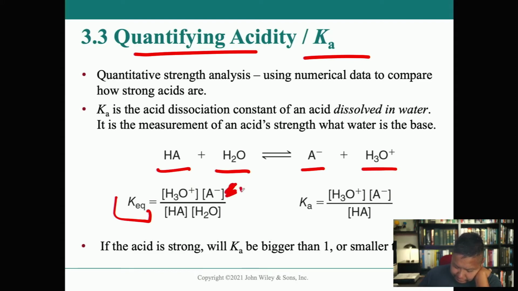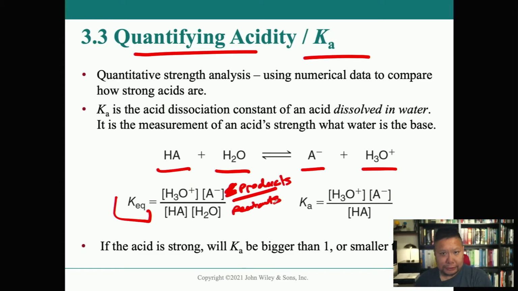The products over the reactants. And literally, it's the concentration of the products divided by the concentration of the reactants that gives you the equilibrium constant, right? And so that can be translated to Ka.